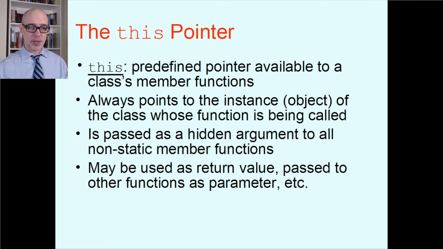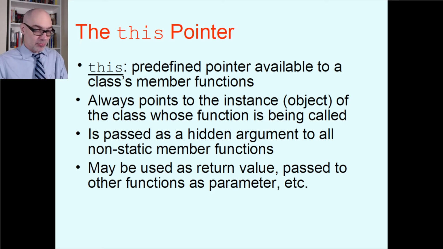It always points to the instance, the object of the class whose function you're currently calling. So it's pointing to the object that you're currently in. And interestingly, it's automatically passed as a hidden argument to all the non-static member functions. If you were trying to do this kind of job in the C language that doesn't have object-oriented programming, you would have to pass the pointer to the data that you're talking about into every single function that needed to access the data. But in C++ with object-oriented programming, that just automatically happens with no extra effort.